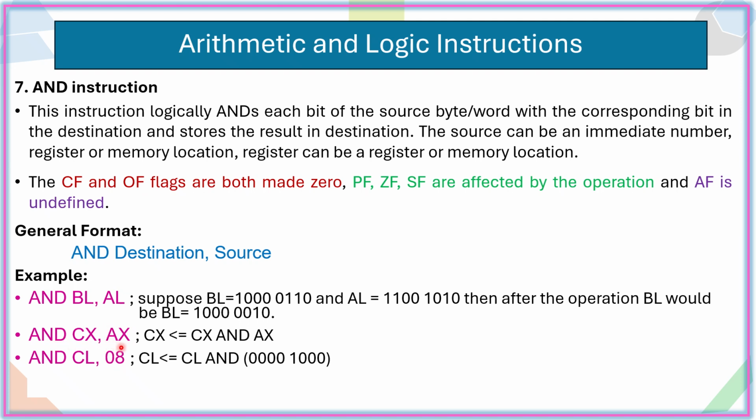Likewise, we perform the AND operation between the AX and CX here, and here the immediate data is represented. So the 08 data will be ANDed with the content in the CL.